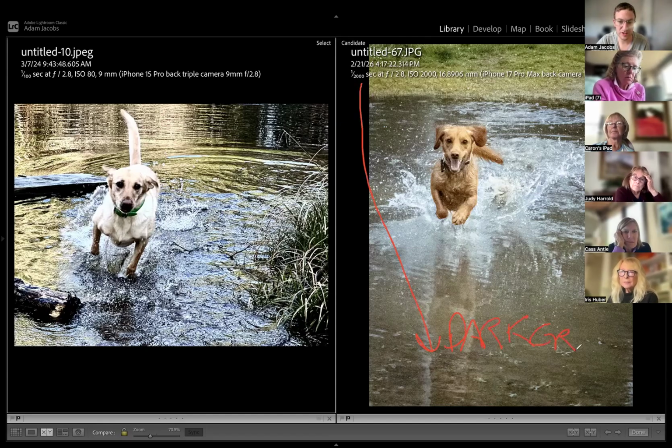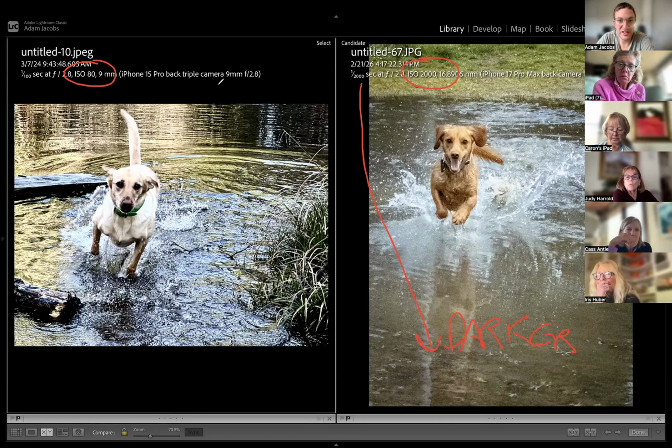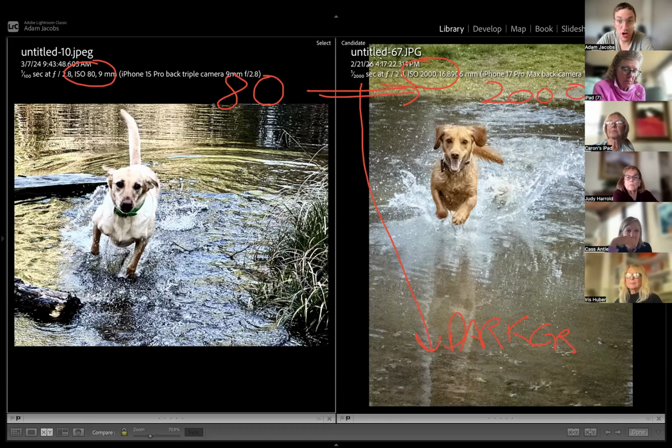What did the photographer have to do with their ISO? Look at the difference. Increase it massively, right? It's gone from 80 to 2000. That's to cope with the fact that 1/2000 let in very little light.